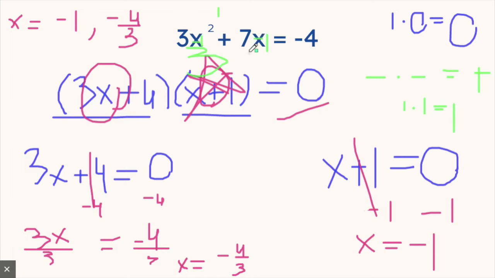7 times negative 1 is going to give us negative 7, and negative 7 plus 3 is going to give us negative 4, which is equal to negative 4. So our answer is correct. And you can check the other one with this method also.